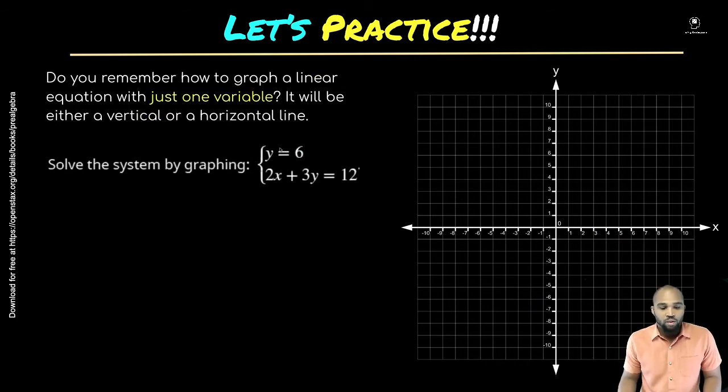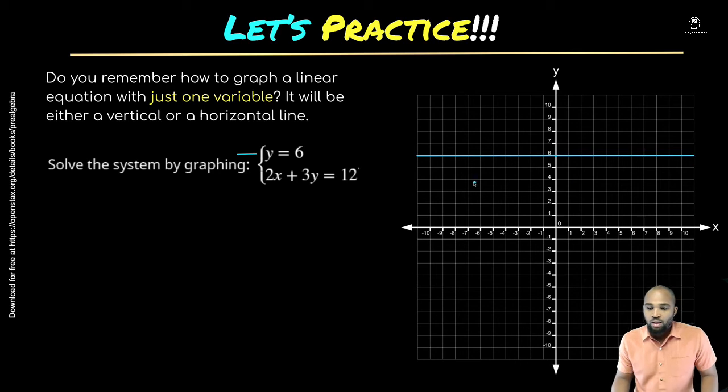All right, so what do you do if you just have one like this? This is a horizontal line. So y equals 6 and 2x plus 3y equals 12. So let's start by graphing y equals 6. I'm gonna make this one my blue. Y equals 6, and that's just gonna be a straight line horizontal going across like that.